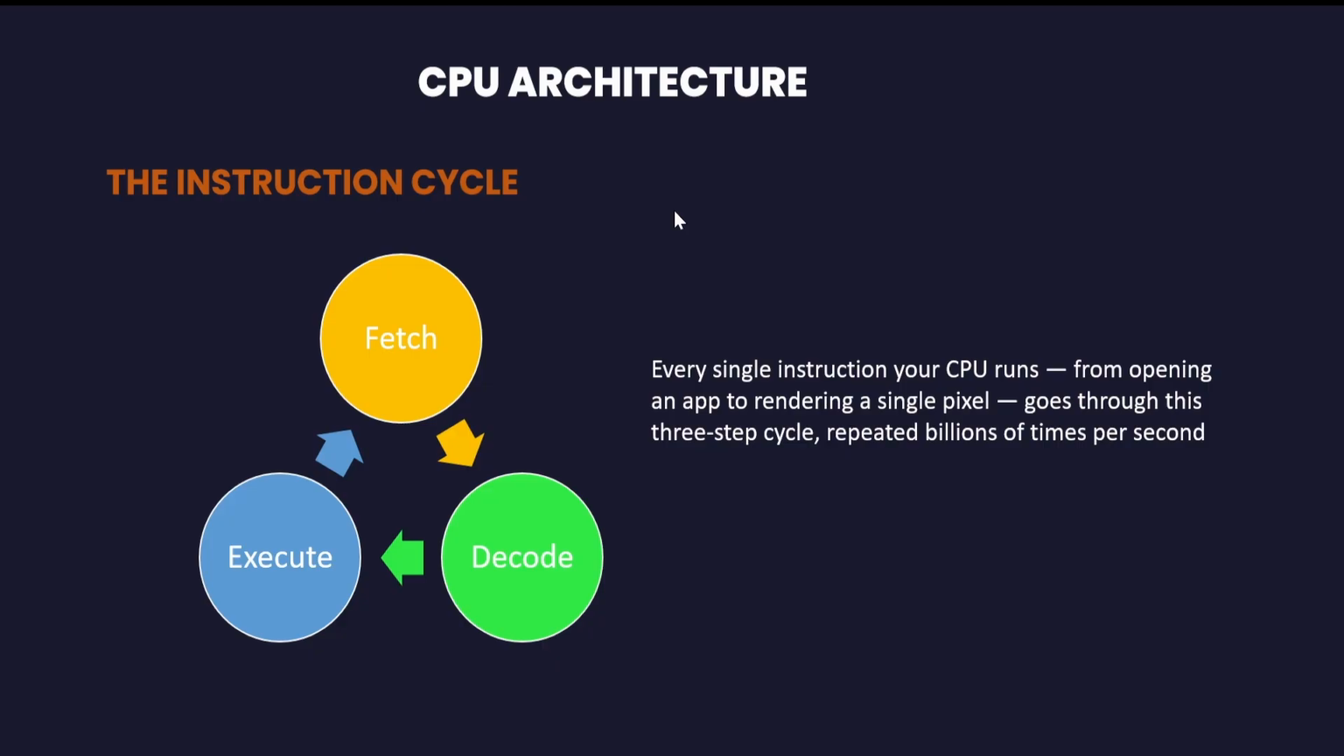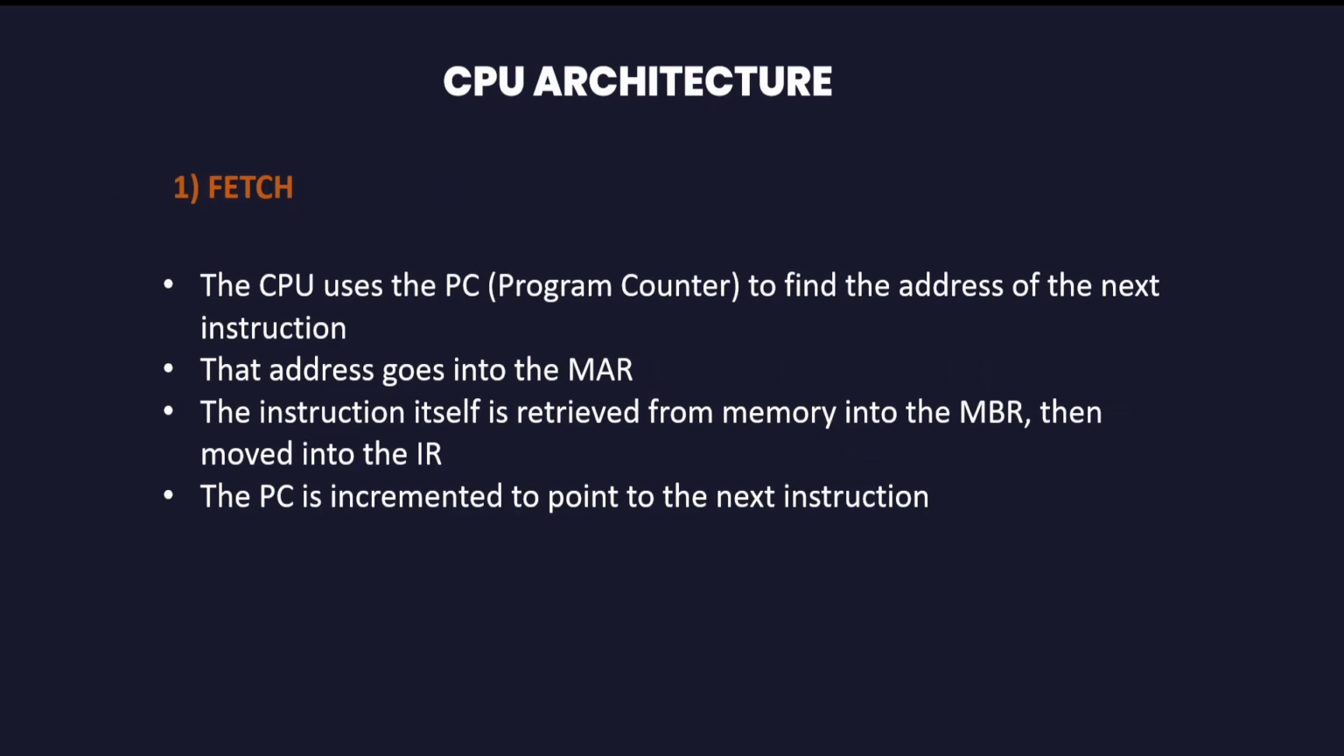The instruction cycle, often abbreviated as the fetch, decode, and execute cycle. If you see this phrase in a question, know that it is always these three steps, always in this order, and it repeats continuously. This is fundamentally how a CPU runs any program at all. So first is fetch. The CPU uses the program counter to find the address of the next instruction. We have already seen in registers that program counter holds the address of the next instruction. That address goes into the MAR.